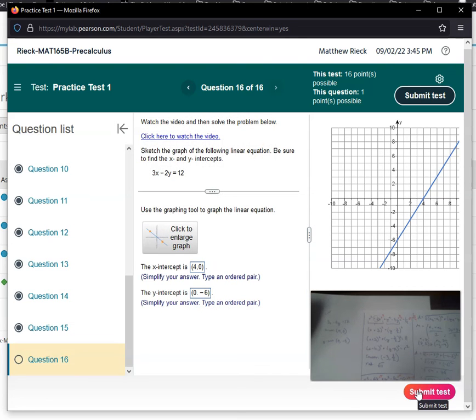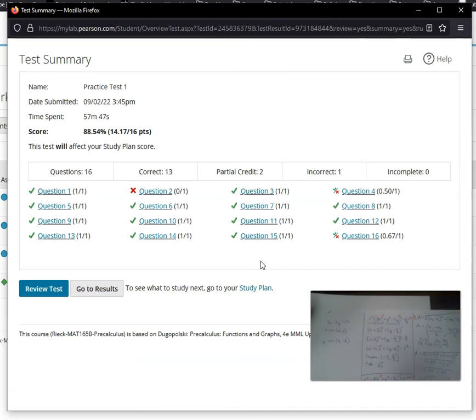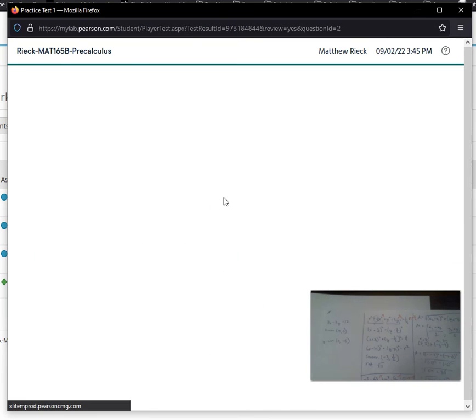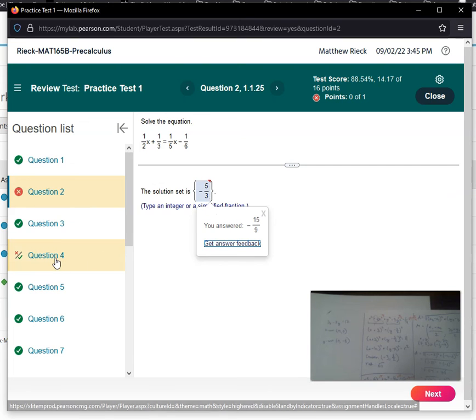All right. So I think that is everything. So let's go ahead and submit this and see how we did. Yes. Uh-oh. What did we do wrong? Okay, yep. So that one I just forgot to simplify. You have a common factor of 3 there. So that's -5/3.